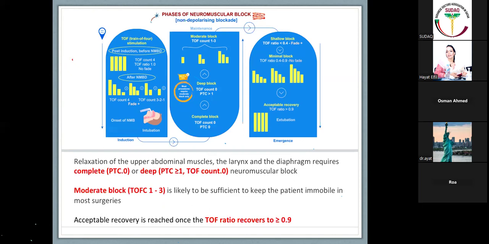These are just to demonstrate the phases of the neuromuscular block. Always the patient has to be anesthetized, obviously, to give muscle relaxant. So you cannot give muscle relaxants in an awake patient. If you follow this diagram, this is the induction side, the far left.